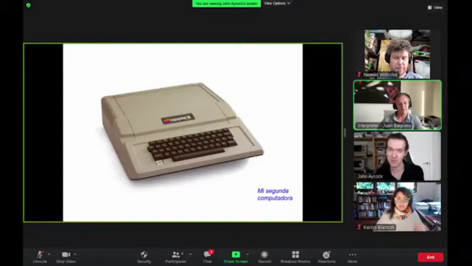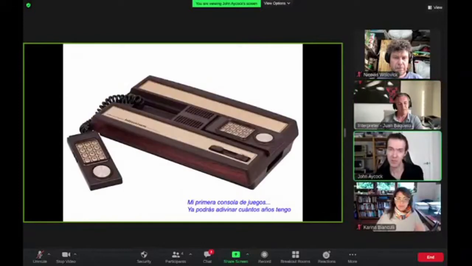And this is the first game console that I had at home. At this point, you can probably guess my age with a fair degree of accuracy.